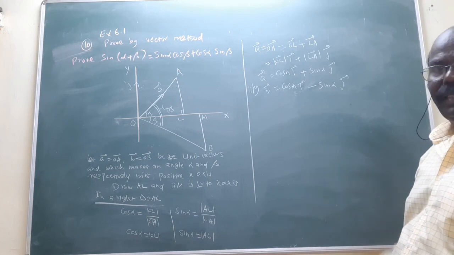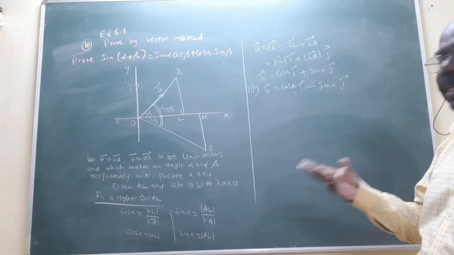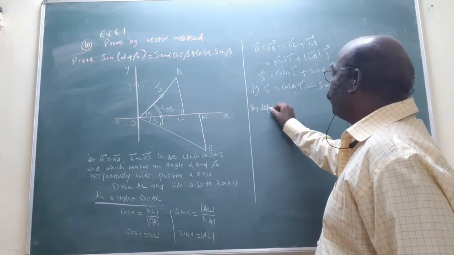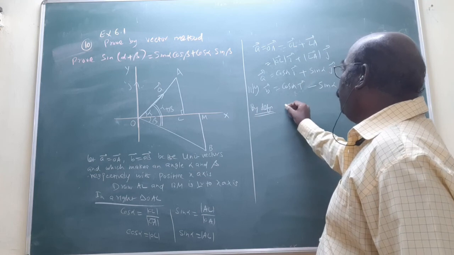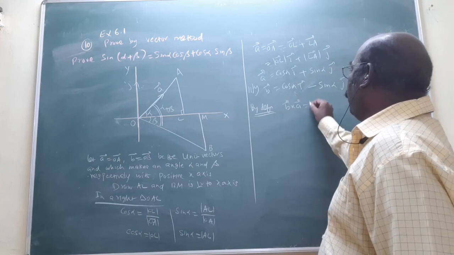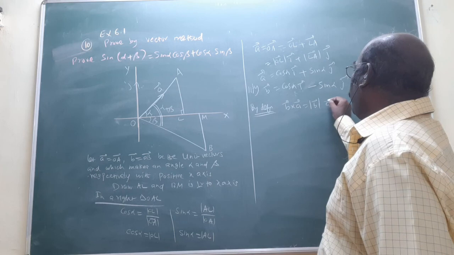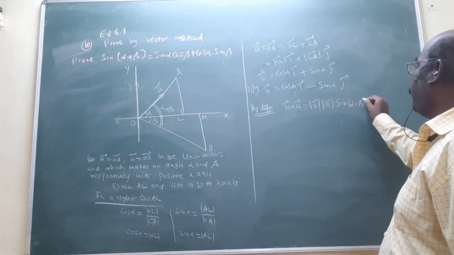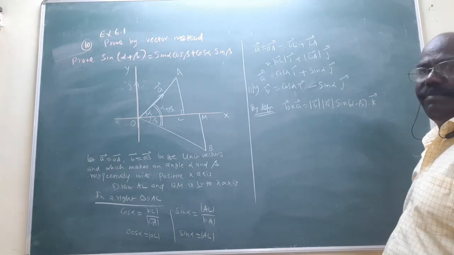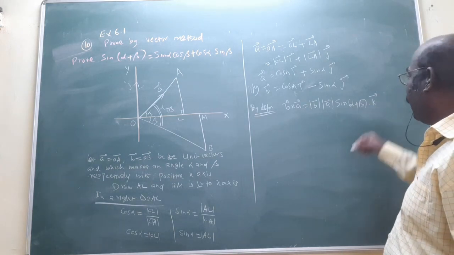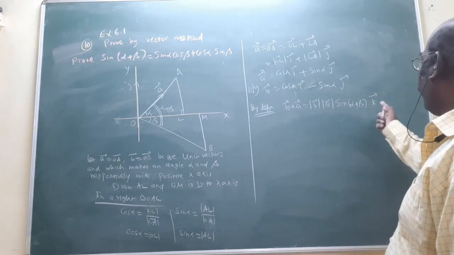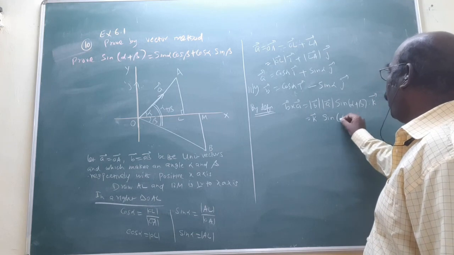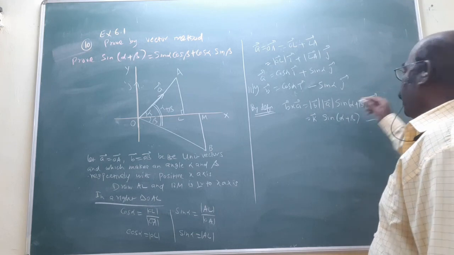Then as usual, sine is asked, so by using the cross product; if cos were asked, the dot product. By definition, B cross A equals modulus of B vector, modulus of A vector into sin of alpha plus beta into K vector. Now K is 1, need not write. That's why K vector into sin of alpha plus beta is the first answer.